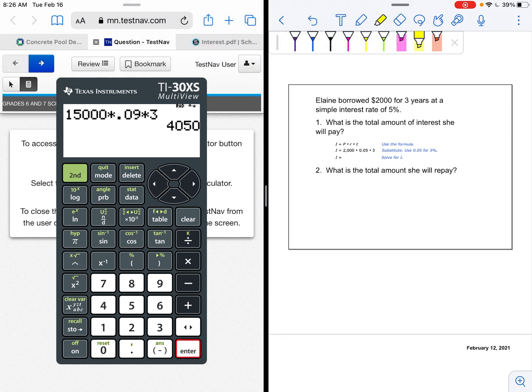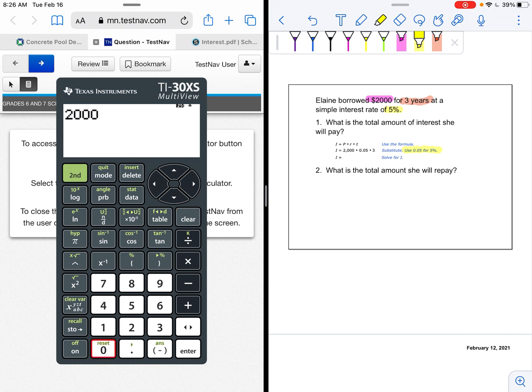So let's get your calculator ready. We're going to do this one. What is the total amount of interest she will pay? Elaine borrowed $2,000 for 3 years at a simple interest rate of 5%. So PRT, so our principal is the 2,000. Our percentage is the 5%, and our time is the 3 years. So let's just plug it in here. I'm going to change my percentage to a decimal. And we're just going to calculate it.